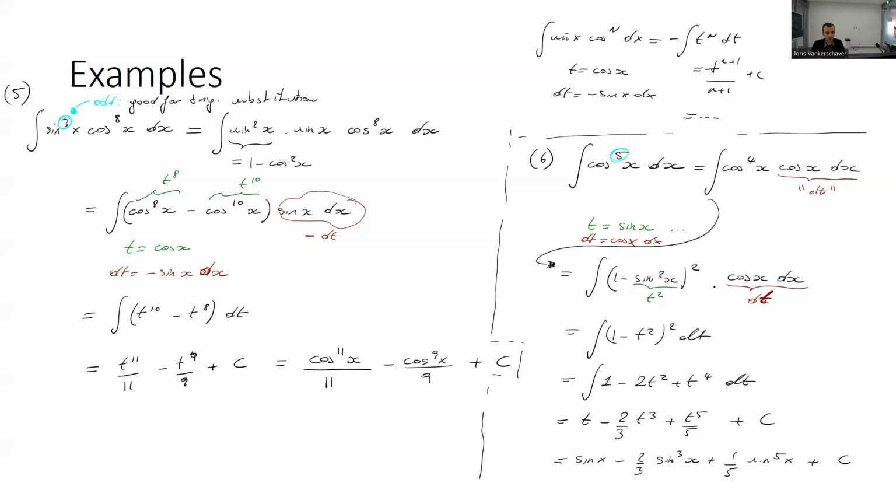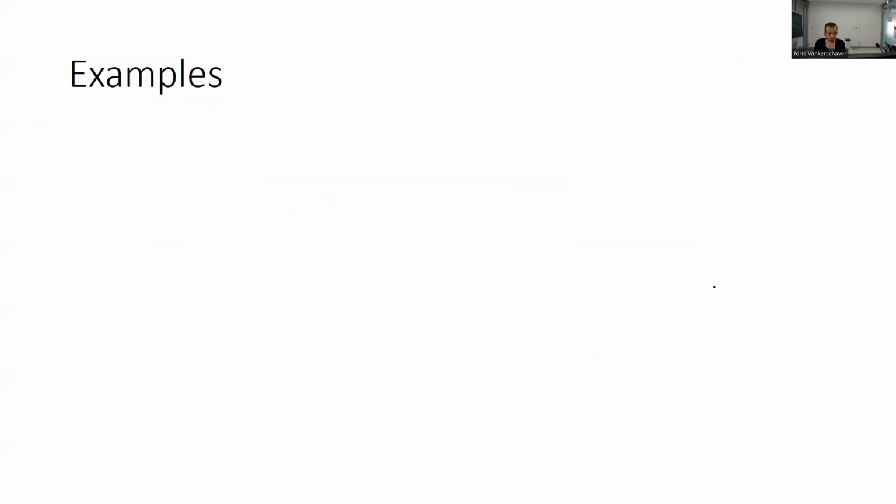So if you have an odd power somewhere, then you're typically home free. You can use this kind of splitting up of the integrand. But now what do you do when you don't have that? So for instance, what if we have to integrate cosine squared of x dx? This trick that I mentioned before of splitting off a cosine is not going to work here.